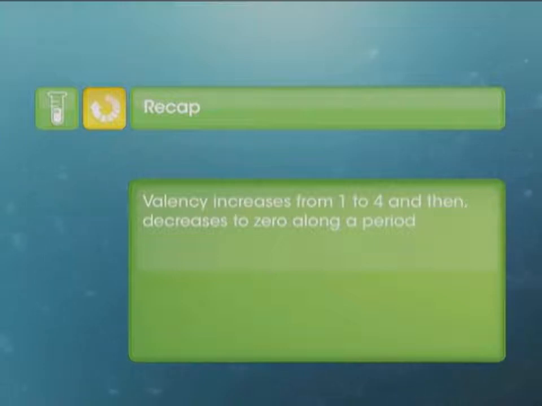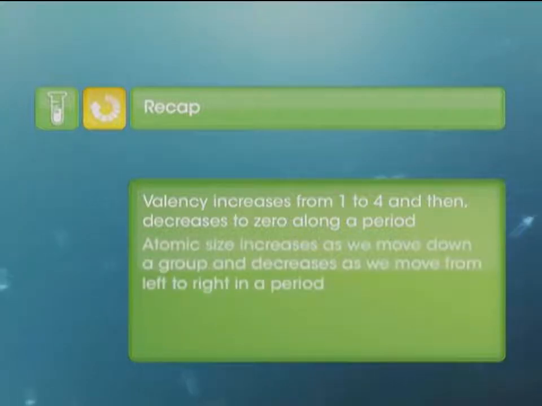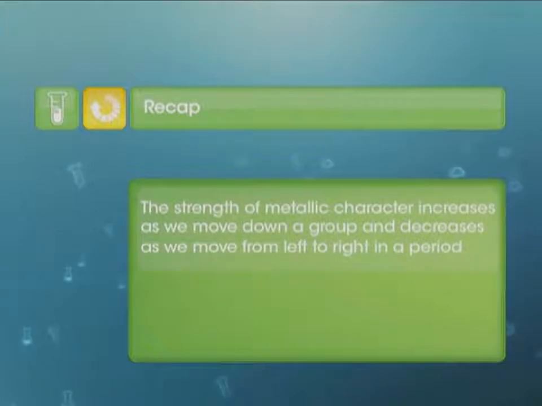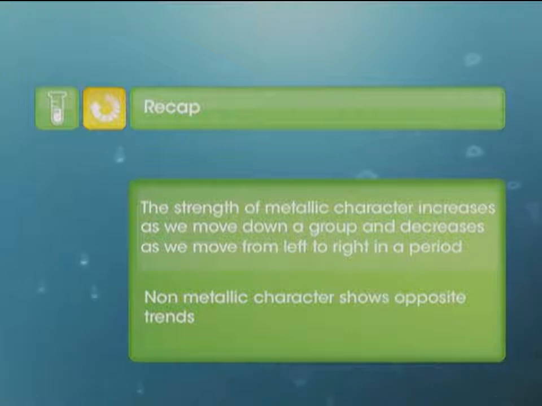Valency increases from 1 to 4 and then decreases to 0 along a period. Atomic size increases as we move down a group and decreases as we move from left to right. The strength of metallic character increases as we move down a group and decreases as we move from left to right in a period. Non-metallic character shows opposite trends.